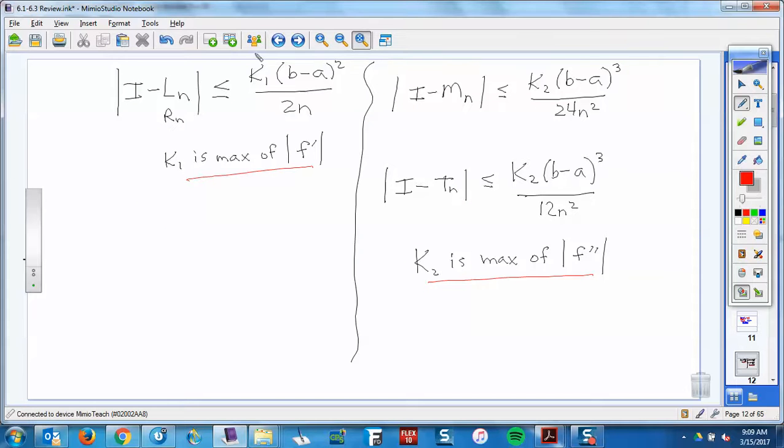And then we had our formulas. Make sure you memorize these, okay? I may give them to you, but I'm probably going to give them to you, okay?